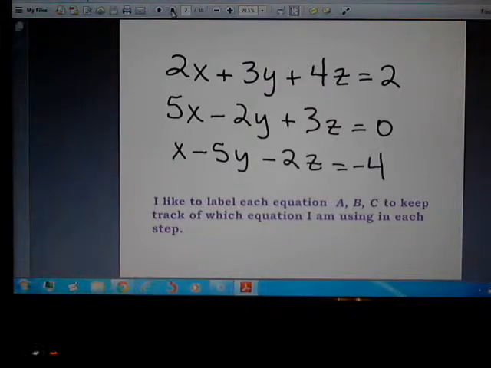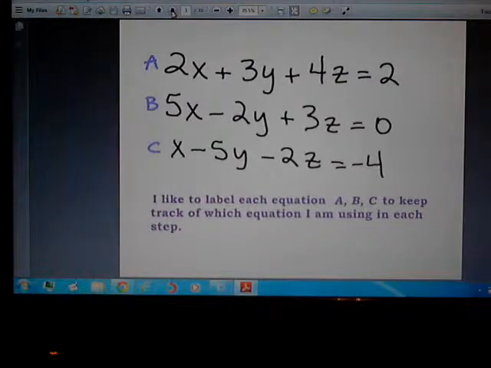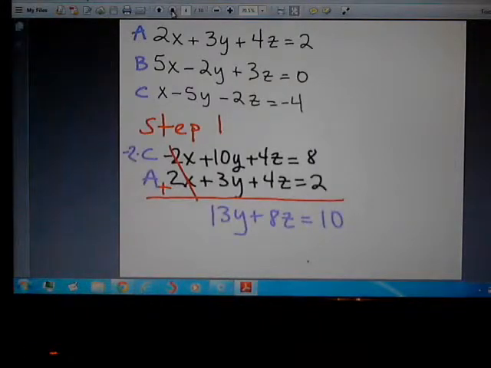I like to label each equation A, B, and C to keep track of which equation I am using in each step, like this. Here's what step 1 looks like. So I've taken equation A, and I took equation C and multiplied it by -2 to eliminate variable x. And my result is, as you can see, 13y plus 8z equals 10.